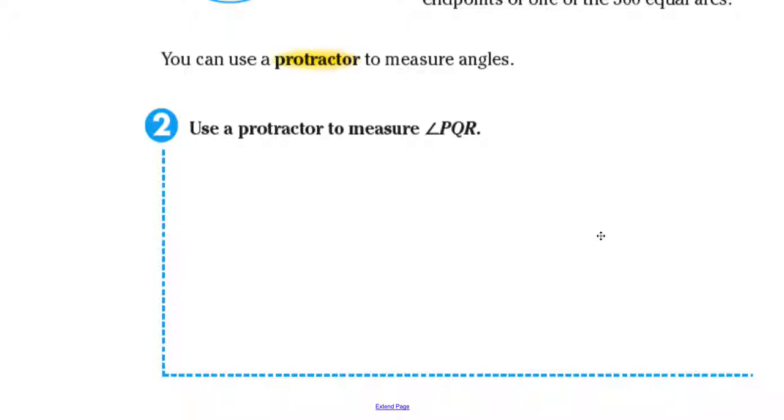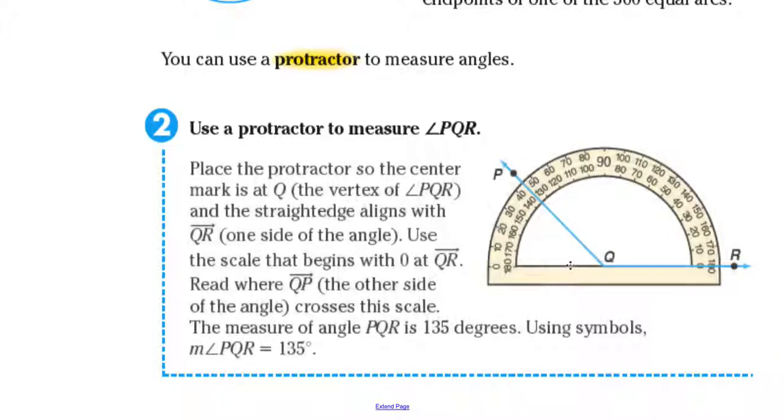So let's take a look at an example of how to use a protractor to measure angle PQR. So this is angle PQR right here, and let's read how to measure that angle. We want to place the protractor so that the center mark is at Q, right there. The center mark of our angle is there at Q, and this is also the center mark of your protractor. Q is actually the vertex of angle PQR, and the straight edge aligns with ray QR.